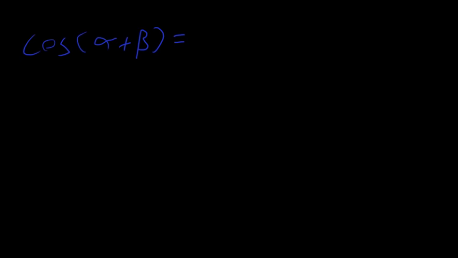So if I have cos of alpha plus beta, there's actually an expression for this in terms of cos of alpha, cos of beta, sine of alpha, and sine of beta. So I'm just going to write down what it is. And again, it's an identity. So there's a cos of alpha, cos of beta, minus sine of alpha, sine of beta.